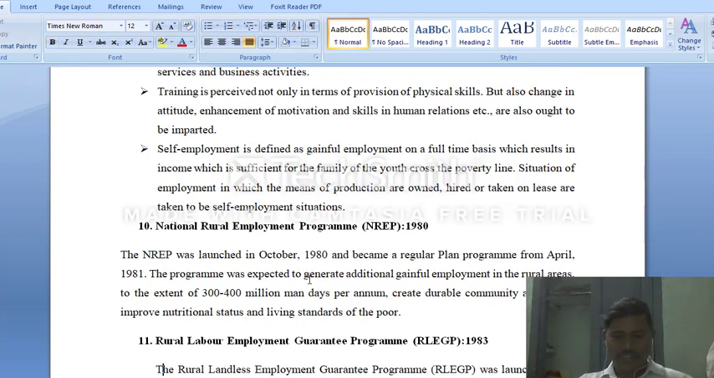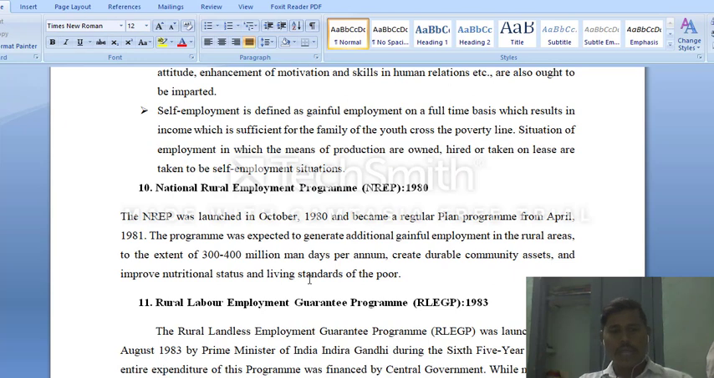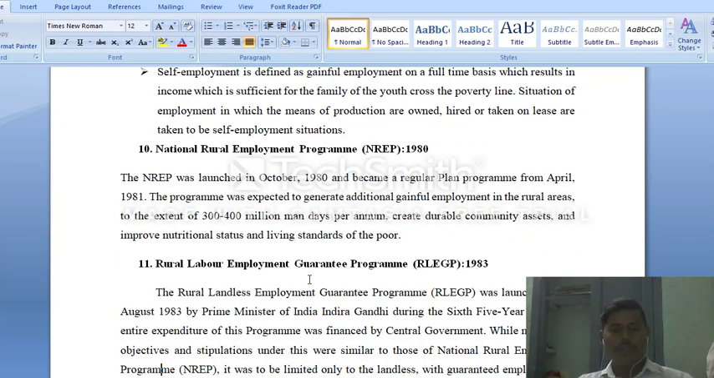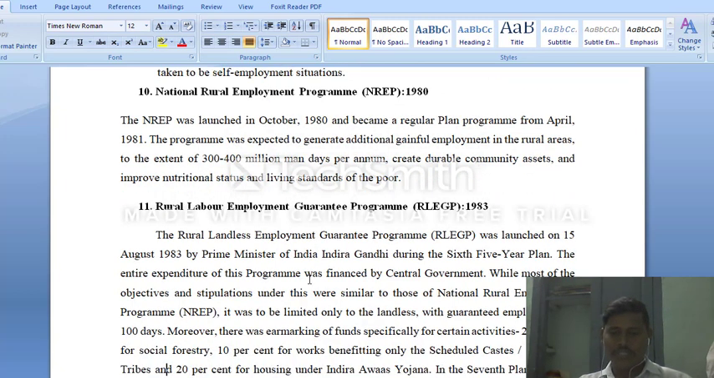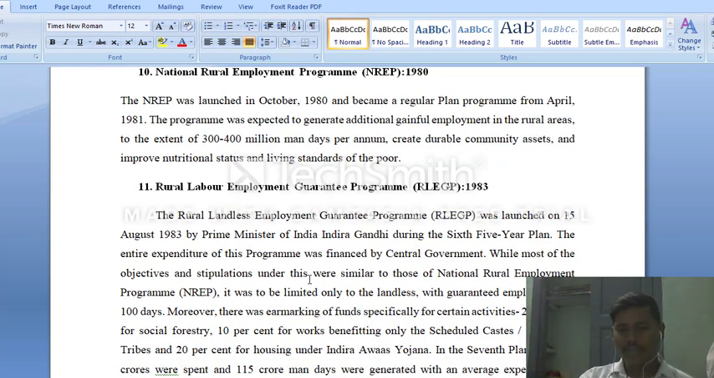In 1983, the Rural Landless Employment Guarantee Program was launched by the Prime Minister. The entire expenditure of this program was financed by the central government, while most of the objectives and stipulations under this were similar to those of the National Rural Employment Program. It was to be limited only to the landless, with a guaranteed employment of 100 days.